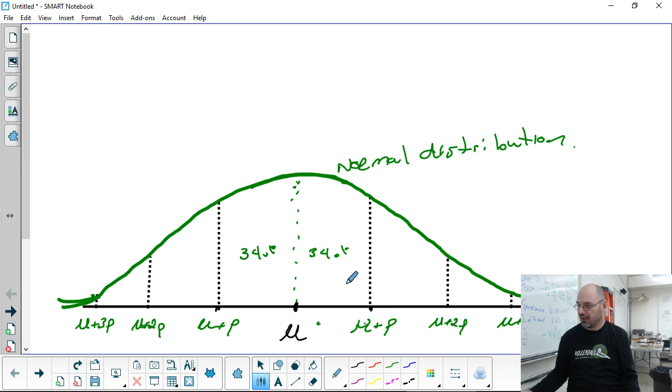Okay, so this would be 34% there. So that means in this region there, we have 68%. After that, this is 13.5%. I almost said 30. Okay, and that's the amount of data. So as you can see, and then the last little bit here, this is 2.35%.